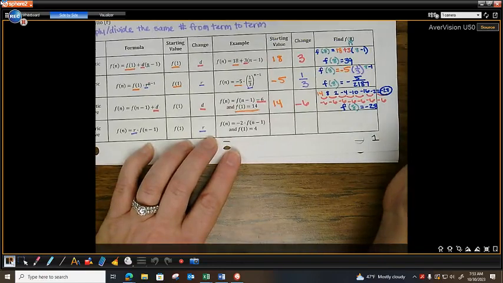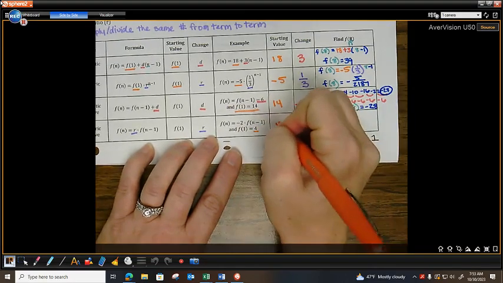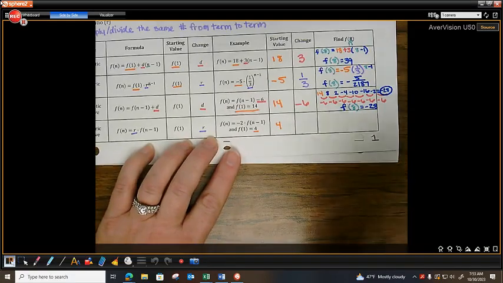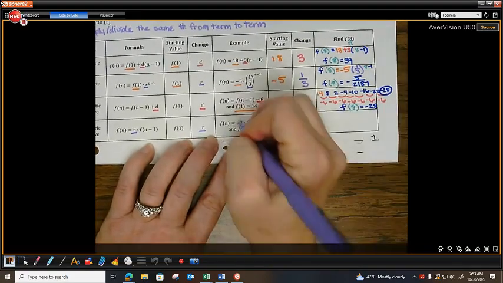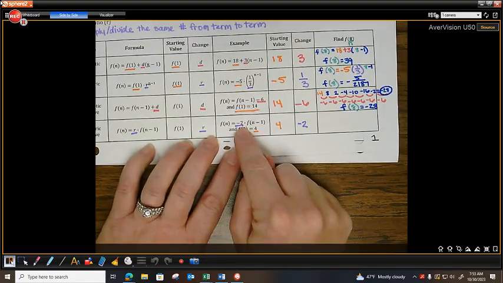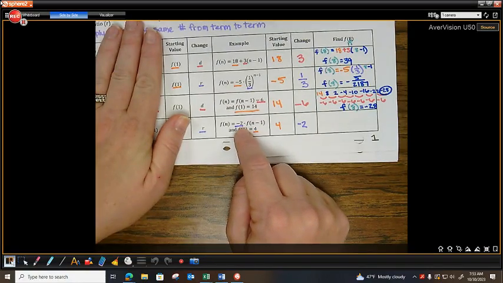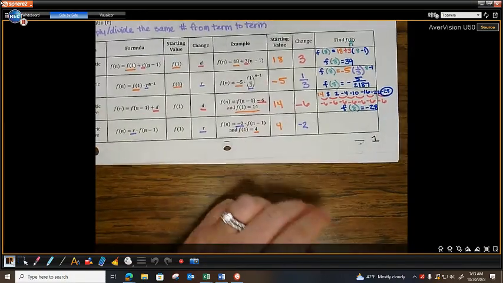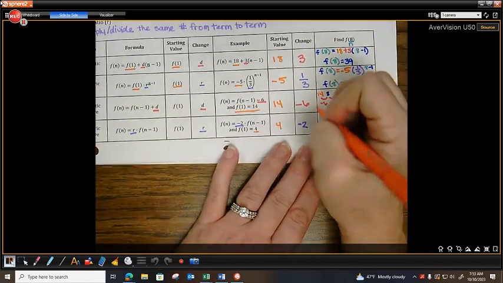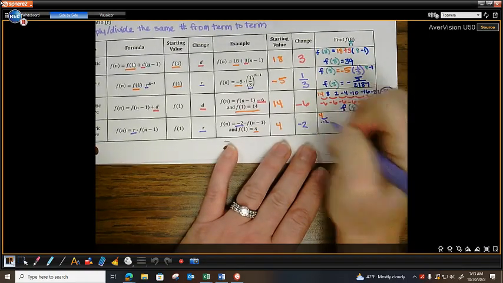What's my starting value? 4 is my starting value. What are you multiplying by each time? Negative 2, so that's your R. How do I know that this is geometric, that I'm multiplying? Just looking at this, it says negative 2 times, or multiplied by. Okay, that's how I know I'm going to be multiplying each time. So I'm starting at 4, and I'm going to multiply by negative 2. And what does that put me at?